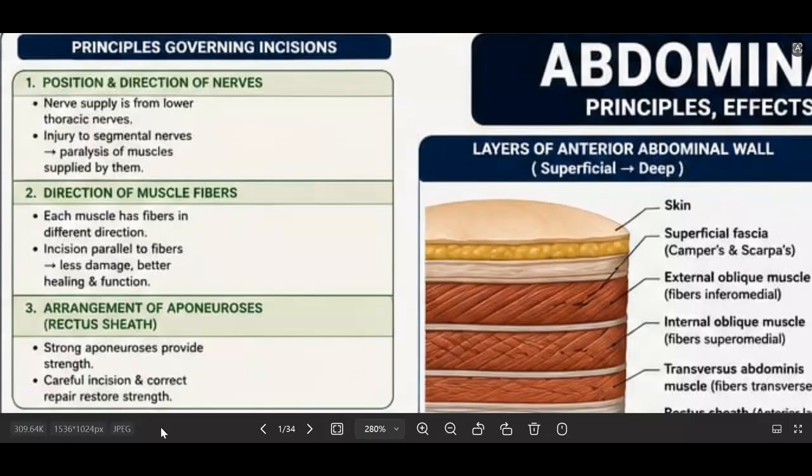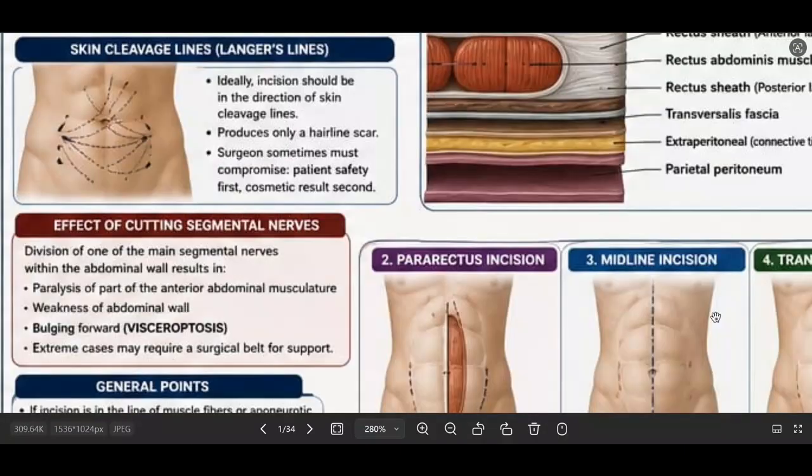This concept is very important, or you can say the core concept in this topic, are the Langer's lines. So our book states that ideally incisions should follow the skin cleavage lines, which are also called Langer's lines. Now why? What is the reason behind this? Because collagen fibers of the dermis naturally run in these directions. The collagen fibers of our skin are running in these directions naturally. So what is the benefit?